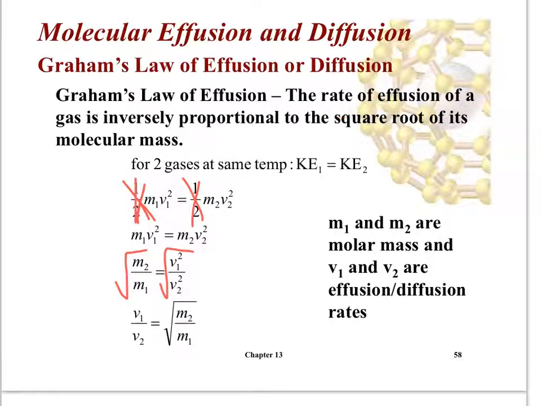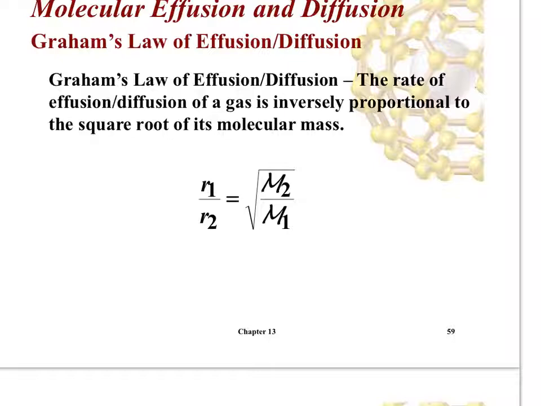The rate of effusion or diffusion of gases is inversely proportional to the square root of its molar mass. So again, the higher the mass, the slower the particles, and the smaller the mass, the faster the particles are. Here it is in a different form. Instead of V's, sometimes you see R's, R for rate as opposed to V for velocity, and M is the molar mass. So R1 over R2 is equal to the square root of M2 over M1.